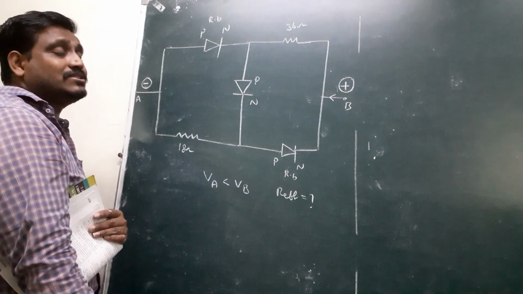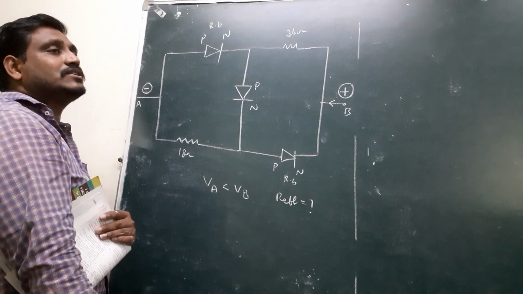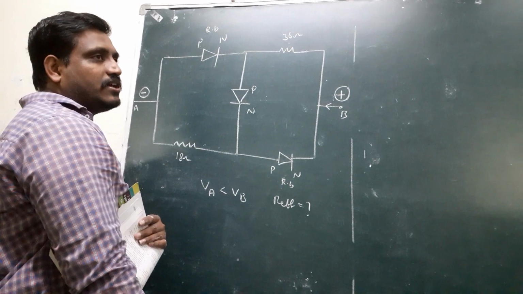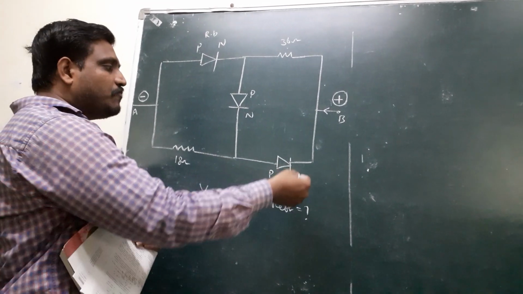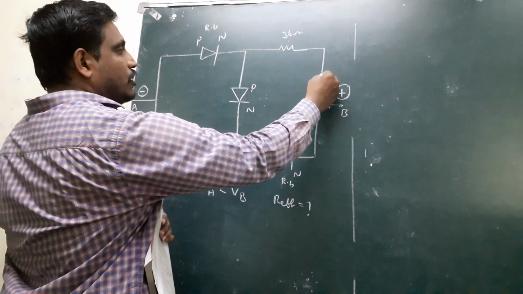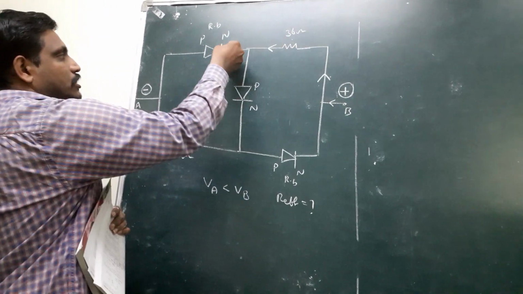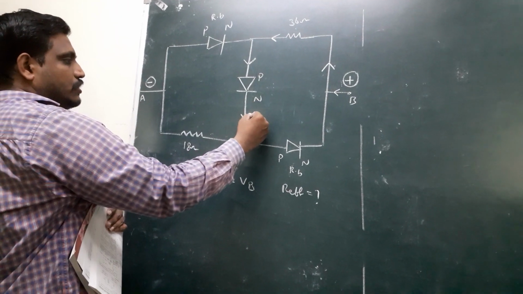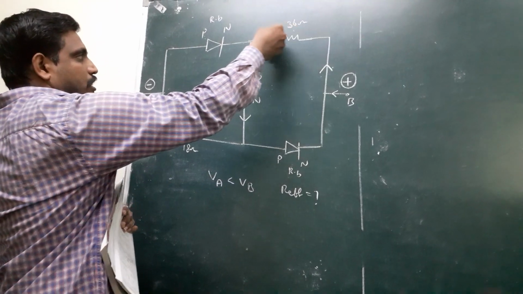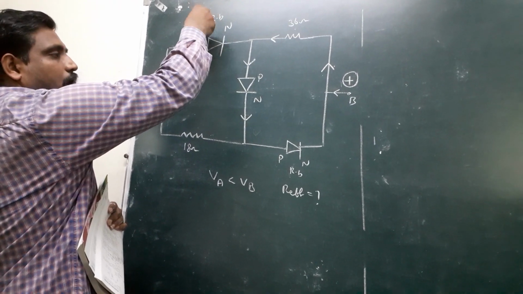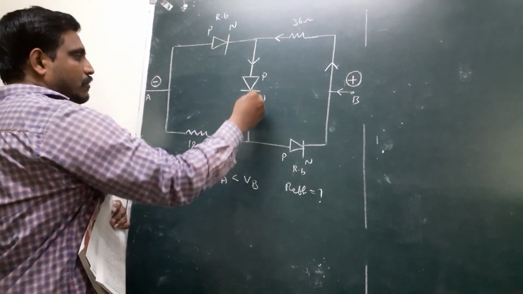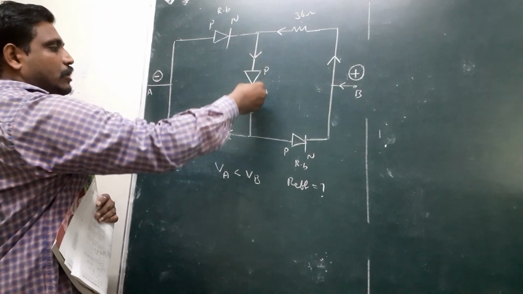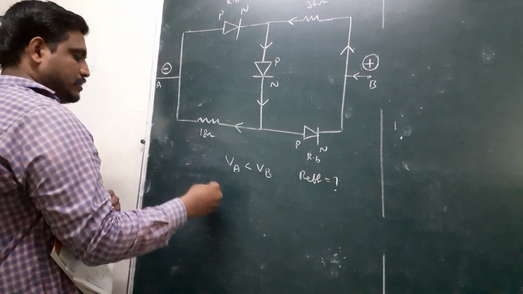Reverse bias means generally its internal resistance becomes infinity. Here 36 is the better path because the other has infinite opposition, so current flows in this path. Here also this is reverse bias, so it does not conduct the current. Plus here, this is reverse bias, so it does not conduct the current. Look at the diagram: current continuously flows from plus to minus.